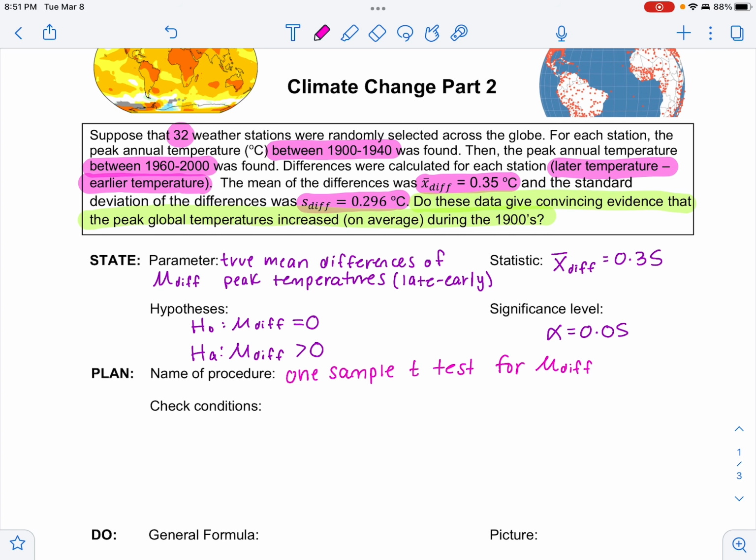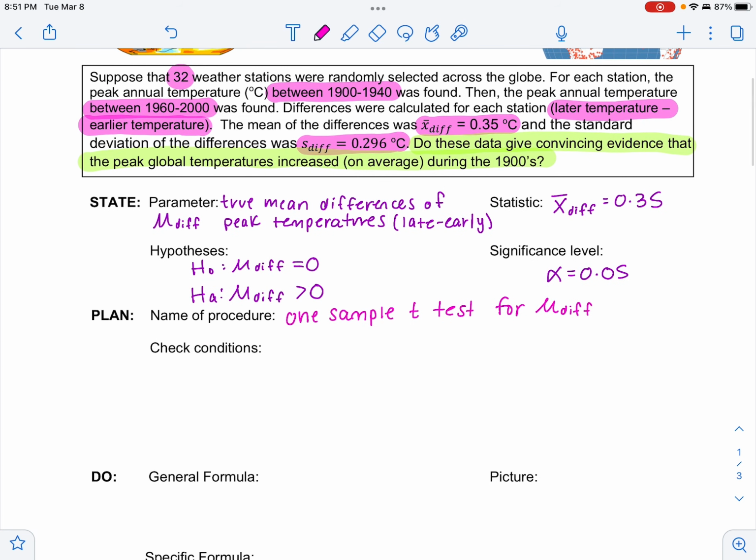All right, so checking the conditions, I'm going to check our three, the first one being random. And if I reread the problem, it does say that our 32 stations were randomly selected. So I'm just going to say 32 stations randomly selected.